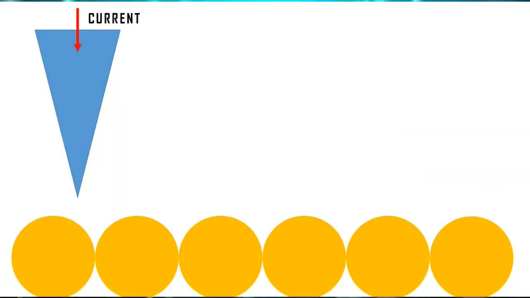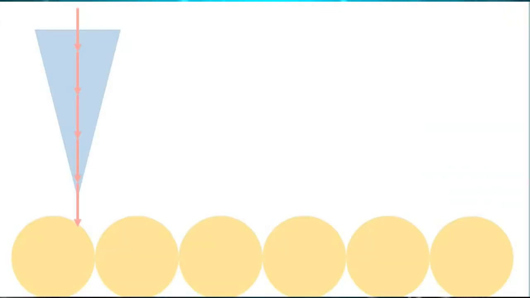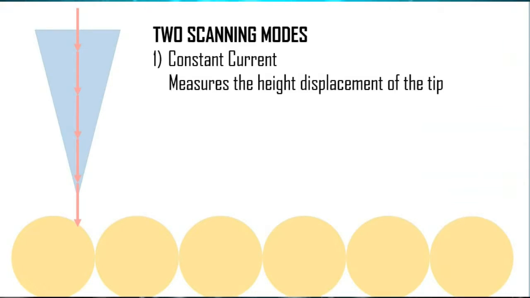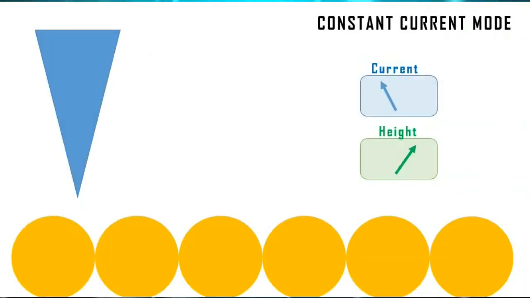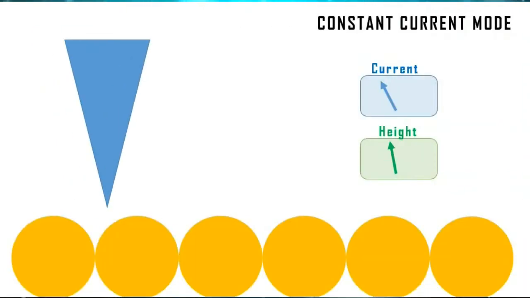So now, we're ready to scan our sample. A voltage will be applied, and current will flow from the tip to the sample surface and the parameters are being measured. There are two types of scanning modes. The first one is the constant current mode, which measures the height displacement of the tip at constant current. As such, the tip moves up and down to maintain the constant current flow in the system.